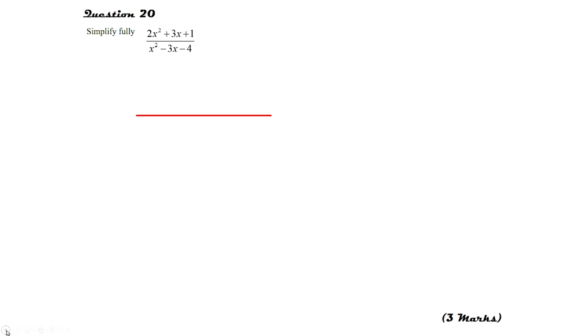So if I factorise the top line, I'm going to end up with 2x plus 1, x plus 1. If I'm not 100% sure that that's correct, I can expand the thing back out and double check that it gets me back to 2x squared plus 3x plus 1. And then if I factorise the bottom, I'm going to have x minus 4, x plus 1, and hopefully you can see that those two will cancel, and that means that when I simplify fully, it's 2x plus 1 over x minus 4. A couple of tips on this one.